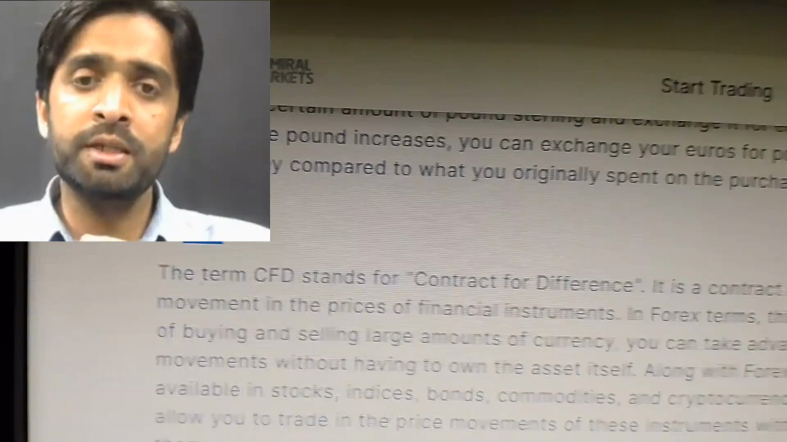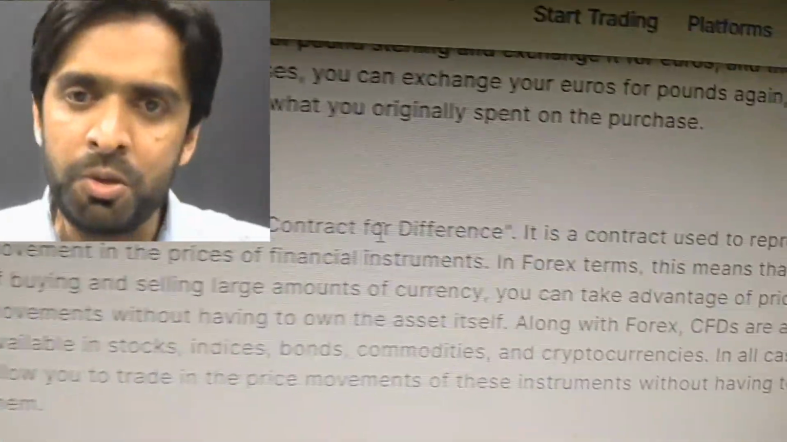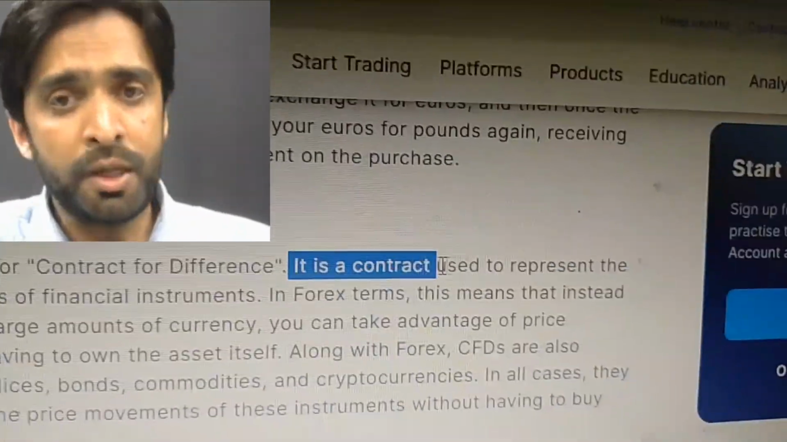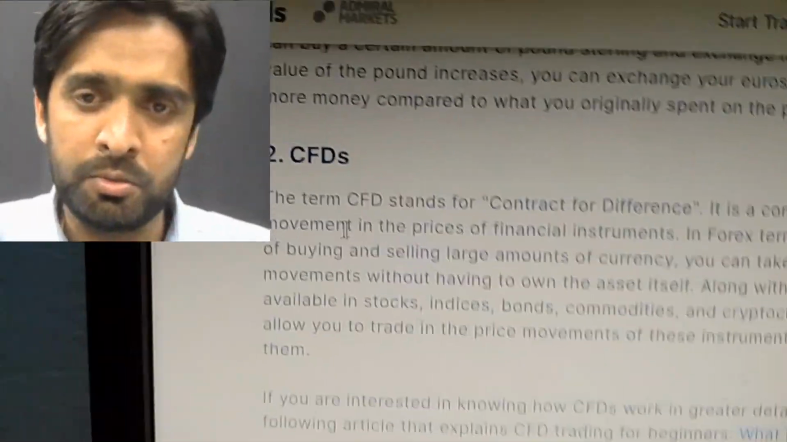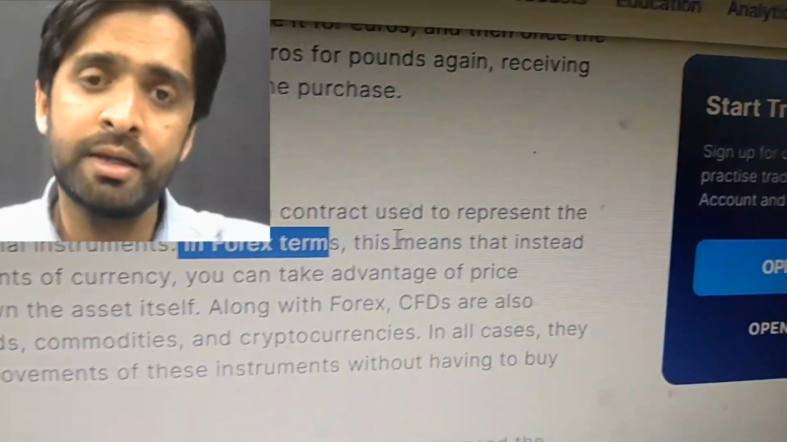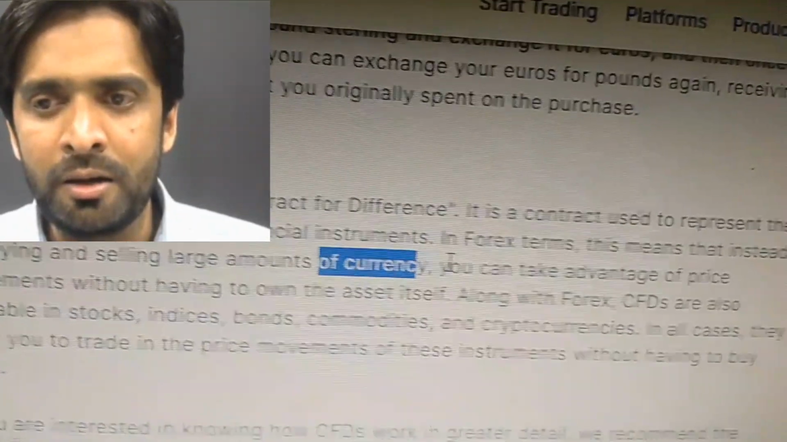Second is CFDs. The term CFD stands for contract for difference. It is a contract used to represent the movement in the price of financial instruments. In forex terms, this means that instead of buying and selling a large amount of currency.